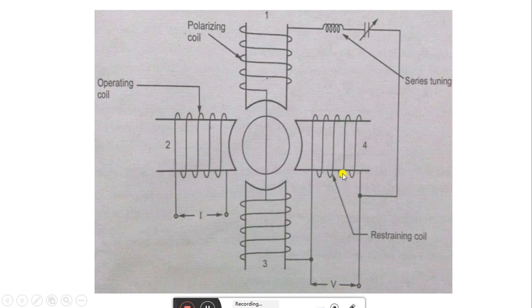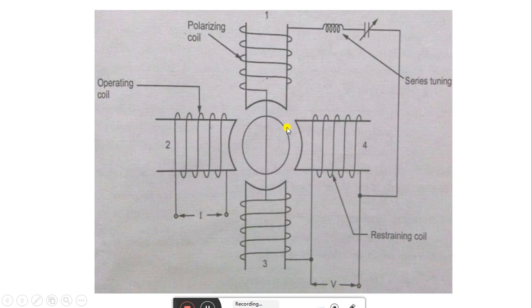Whenever there is a flux interaction between the operating coil and the restraining coil, if the torque produced by the operating coil is more than that of the restraining coil, then in that condition the relay will operate. If the torque produced by the restraining coil is more than that of the operating coil, the relay will not operate. So that is the operation and fundamental principle of the MHO relay.